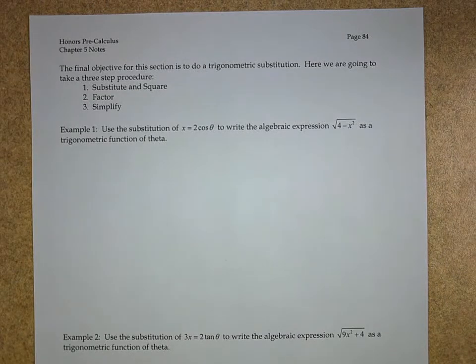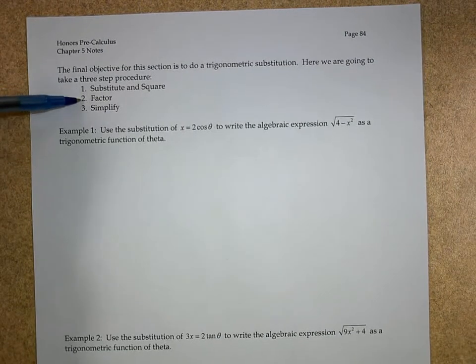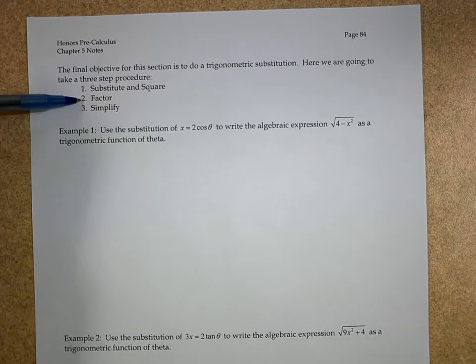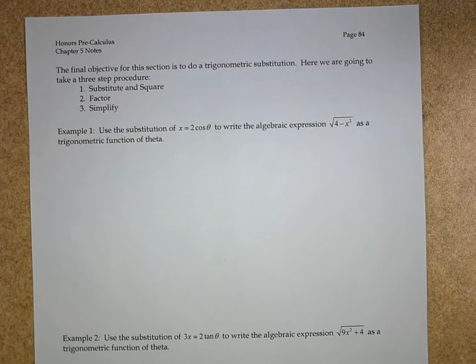This last concept in sections 5.1 and 5.2 is doing trigonometric substitution. And really all we're going to be doing is, in place of a variable, we're going to put in a trig expression. A secant, a cosine, a tangent, and then we're going to simplify down. So here's the order that we're going to approach this with. The first step is we're going to substitute and square. The second is we're going to factor if possible, and then finally we're going to simplify.